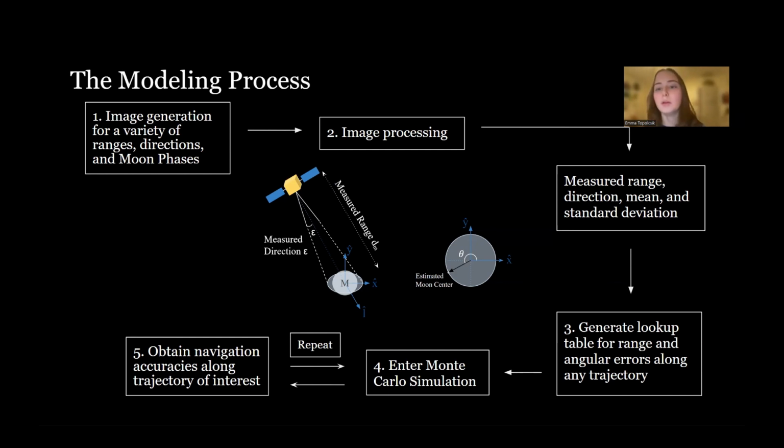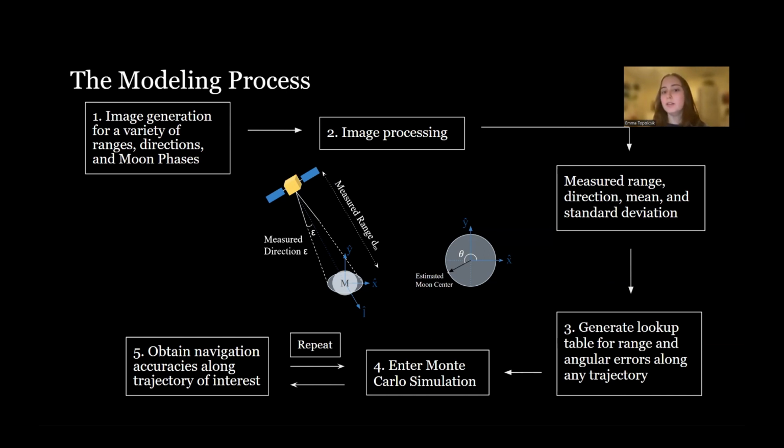The drawing in the middle shows the true direction, which is dotted with the blue line, versus the measured direction, and how these measurements have error, which results in a margin of possible moon centers, which is the circle that is drawn on the right of that, which is dependent on an angle theta.